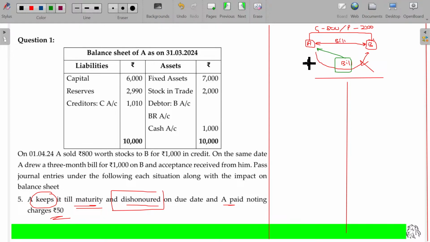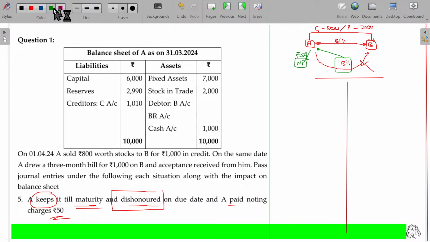This noting is done by the notary public. For this purpose, A makes a payment of rupees 50. Thereafter, A immediately calls B: you have to pay 1000 as per the agreement. You failed to pay, so you have to pay me 1000 rupees. Not only that, in order to take legal action, your dishonored bill was also noted by the notary public. For that I paid 50 rupees, so you have to pay that 50 rupees to me. Such is the argument, and now he is going to record that in his books.